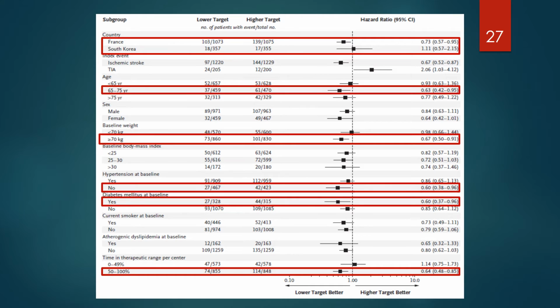As far as subgroup analyses, you can see those that favored the lower group were French, or people that were 65 to 75, patients that weighed more than 70 kilos, which is probably most of the American population. Also, patients that did not have hypertension at baseline, diabetic at baseline, benefited with the lower target. You can see the confidence intervals. And then also time in therapeutic range. So the more they spent at the goal range, which was less than 70, they did better than those that didn't, or that were higher.